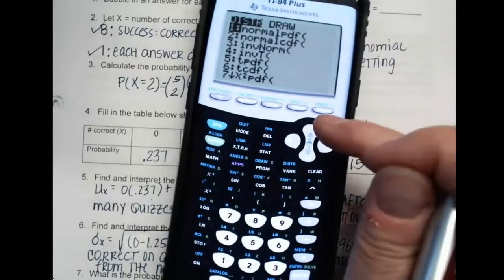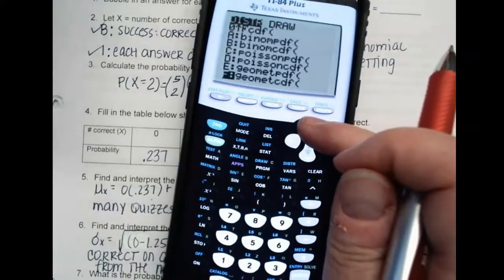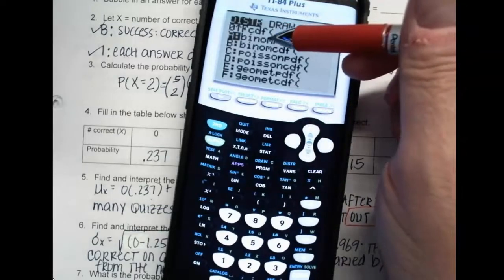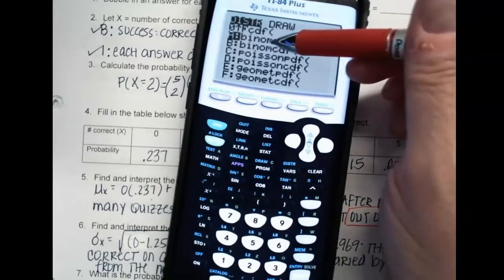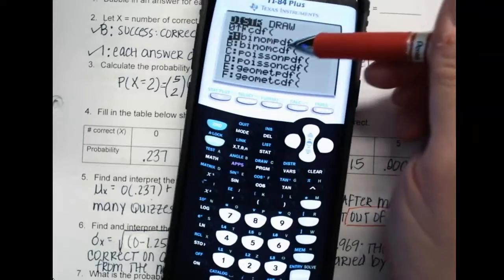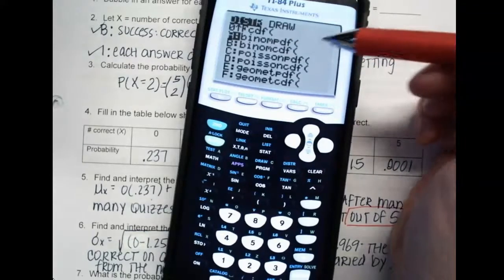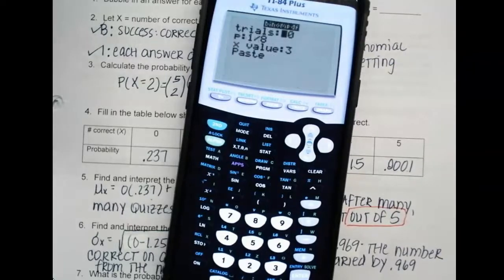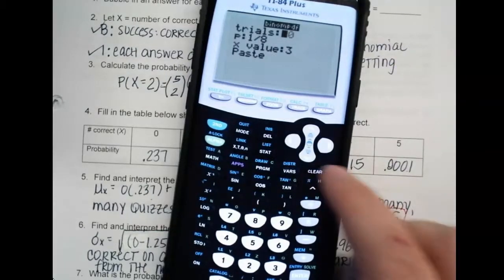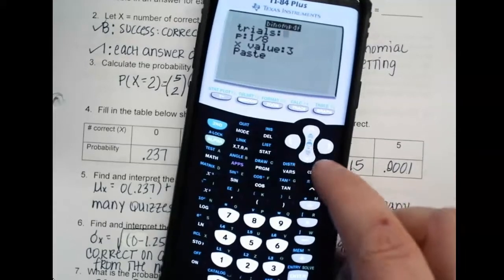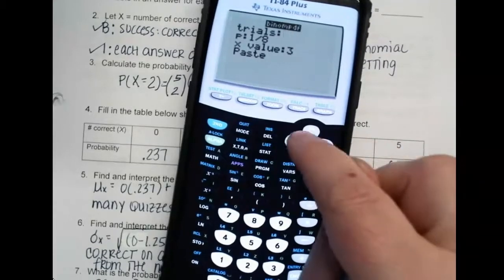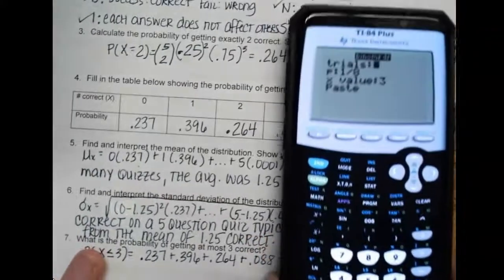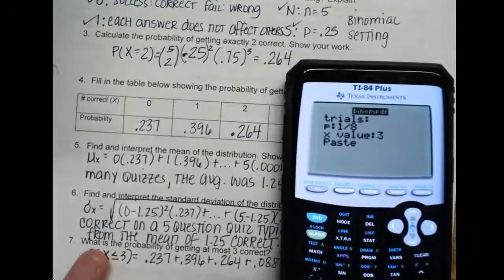Okay, and you can go up or down. I usually go up, it's a little bit closer. And we're going to go up, and we have this binom, so that stands for binomial, and there's a PDF and a CDF. Right now I want you to just pick the PDF, and I'll explain it to you in just a second. Now mine shows all of this laid out, so yours may not, and so we'll have to deal with those individually.